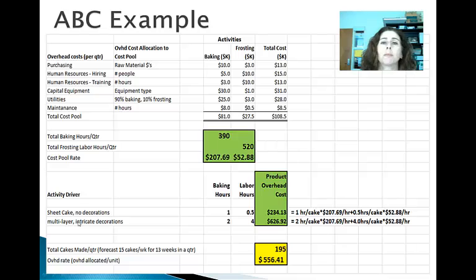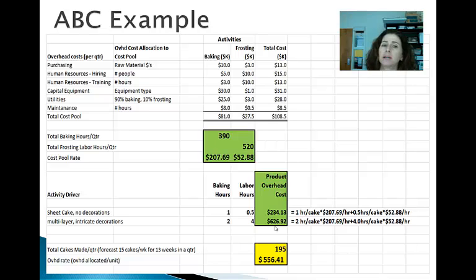Then let's look at the one that is a little more complex. We have multiple layers and very intricate decorations. It's going to take 2 machine hours to bake it, so 2 hours in the oven, and 4 direct labor hours, 4 hours of someone working on the decorations and the frosting. So 2 machine hours per cake times the $208, again I'm rounding, per machine hour, plus 4 hours per cake of direct labor frosting times $52.88 per hour of overhead applied, tells us that the overhead applied to the more complex cake is going to be $627.